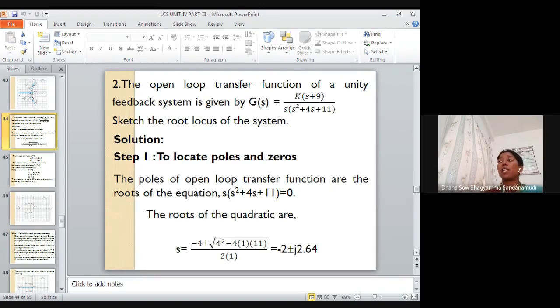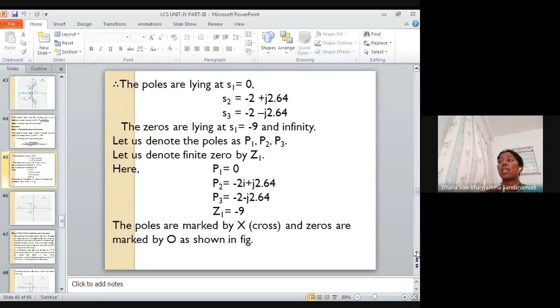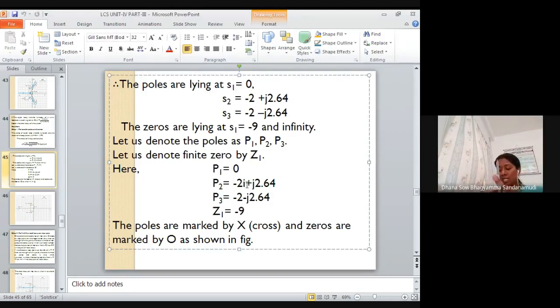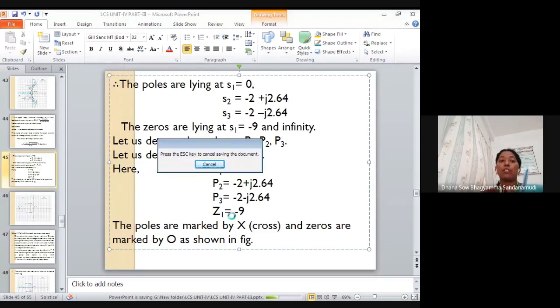So there is a zero here, Z1. Poles are 3. P1 is 0. P2 and P3 are the complex poles, and Z1 is minus 9, which you have already mentioned.